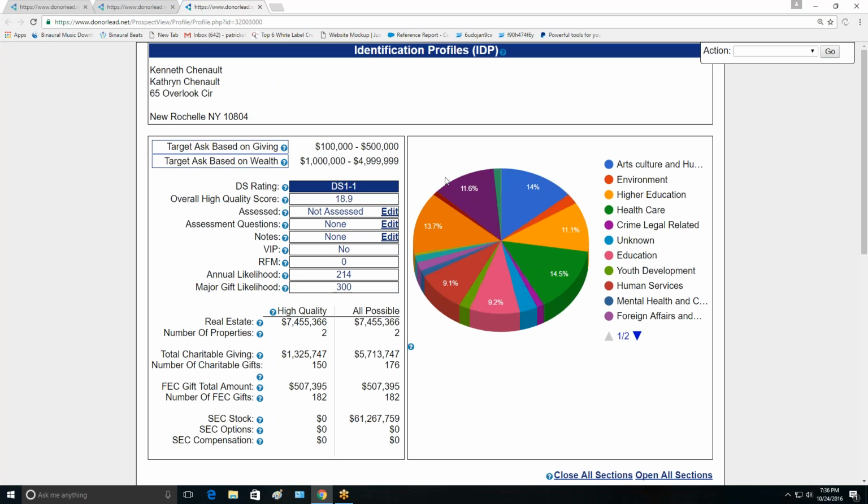So now we are on this individual's profile. Each one of these colors in this pie chart represents the category of philanthropy that this person is doing. Almost like a perfectly balanced human being here. You very rarely see that.